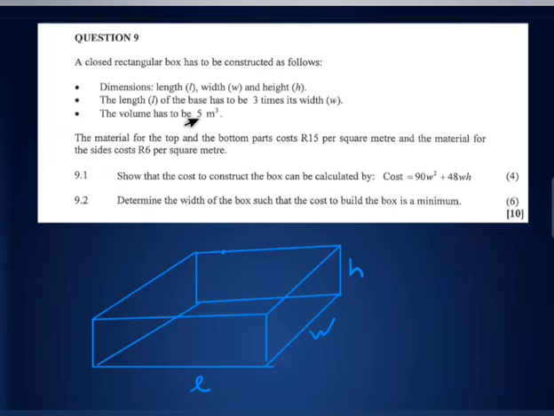So the volume has to be 5 meters cubed. Okay, let's do this. I just want to check something before we get there. They said the length of the base has to be 3 times the width. So the length has to be 3 times the width, which means the length is equal to 3W. So meaning that we can substitute length with 3W.